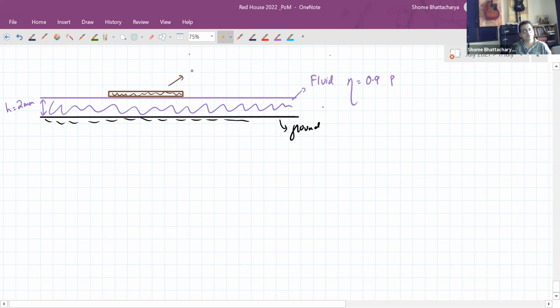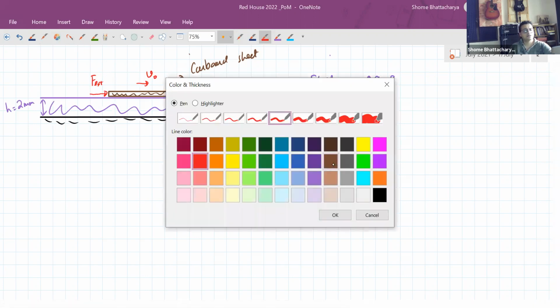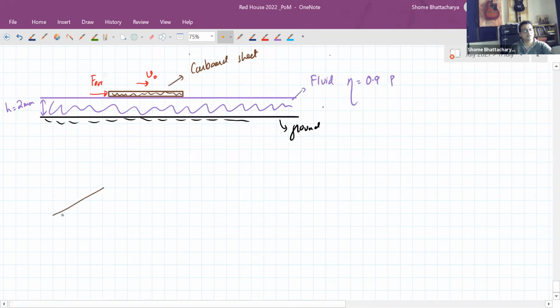Or plywood or whatever. So this is, let's say, a cardboard sheet. And what we want to do is push it with some external force so that it maintains a uniform velocity. So in the 3D picture, you can see that the cardboard sheet will be something like this.